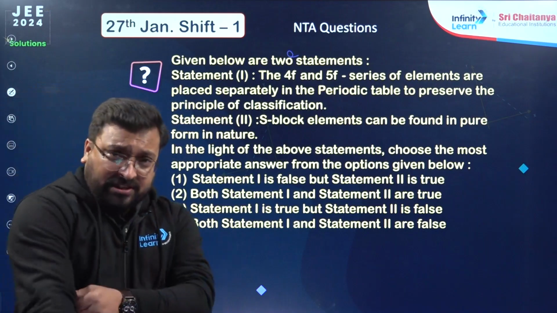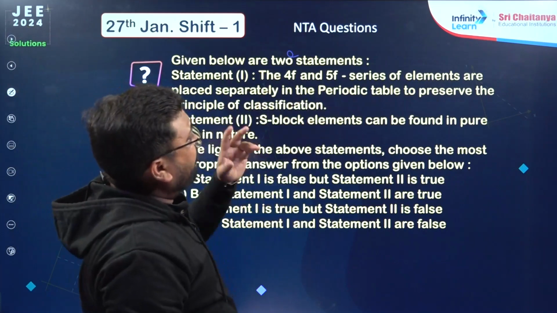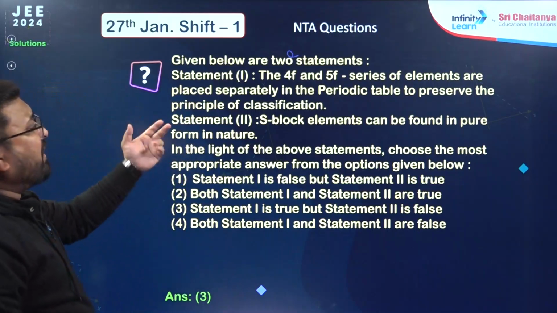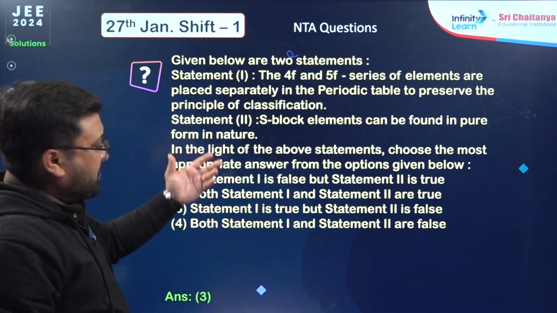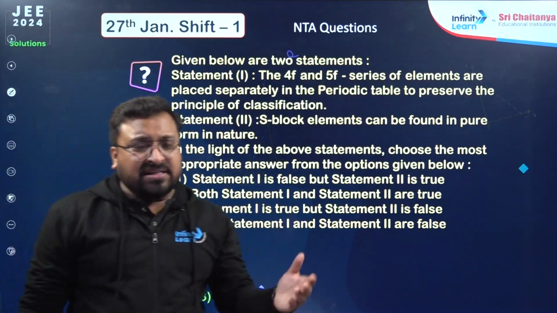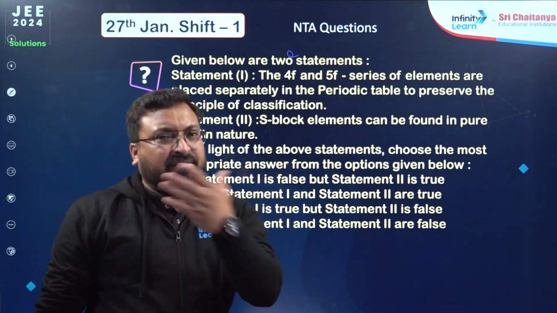Given below are two statements. Statement 1: the 4f and 5f series of elements are placed separately in the periodic table to preserve the principle of classification. Of course, the lanthanides, where you will find the electron enters the 4f, the first f series.